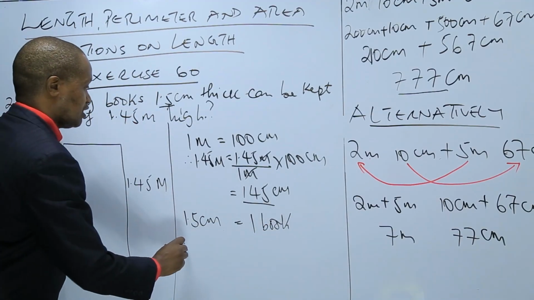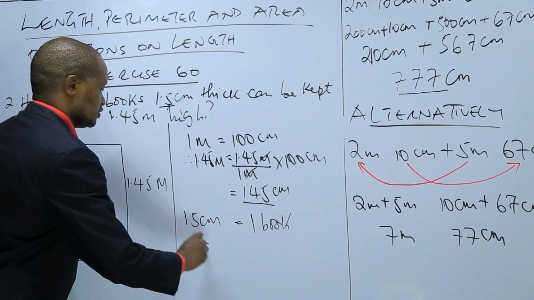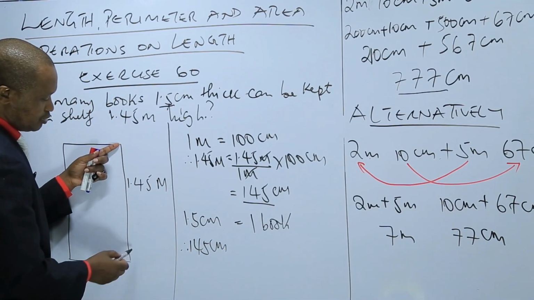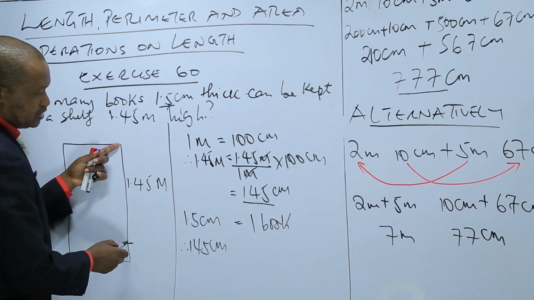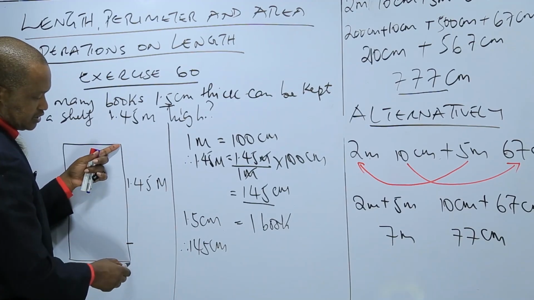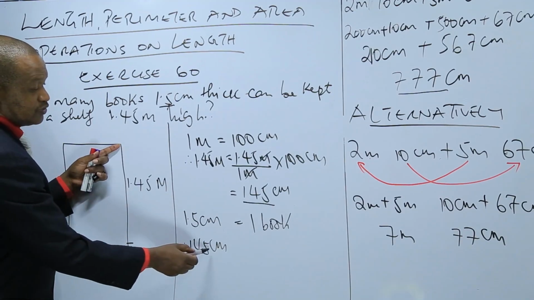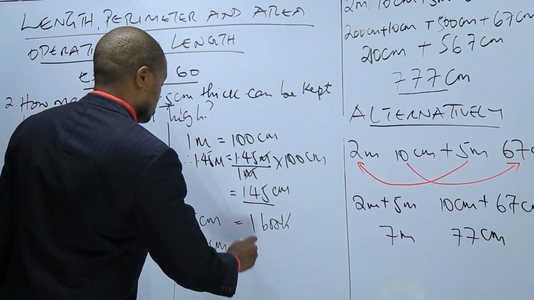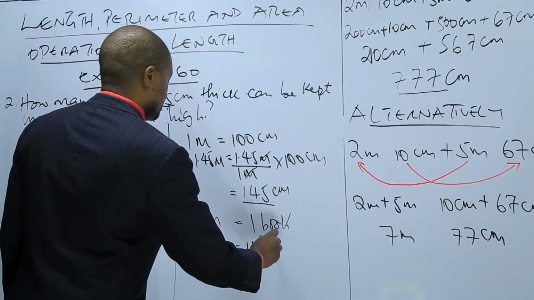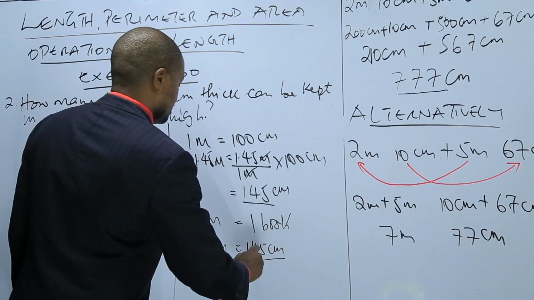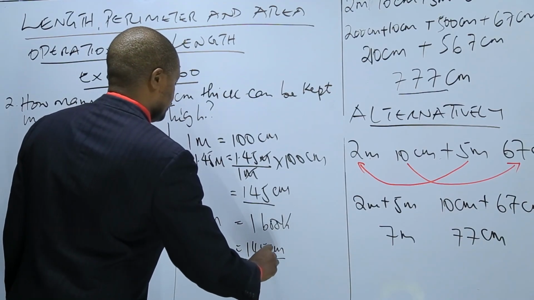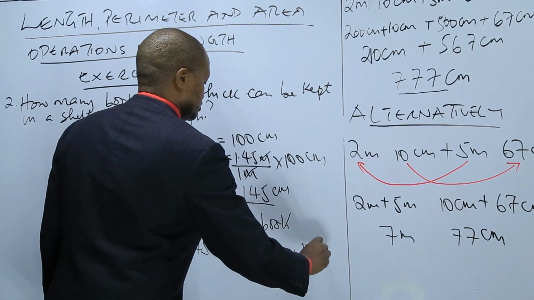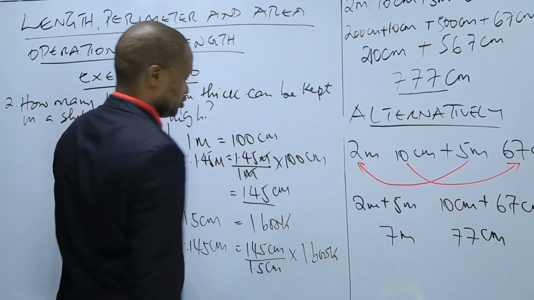Therefore, how about 145 centimeters? One book takes up only 1.5 centimeters. So 145 centimeters will be equal to 145 centimeters divided by 1.5 centimeters times one book.